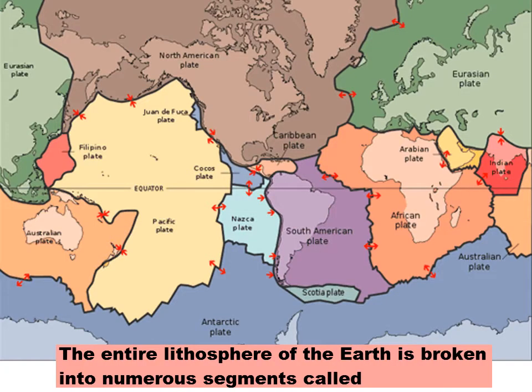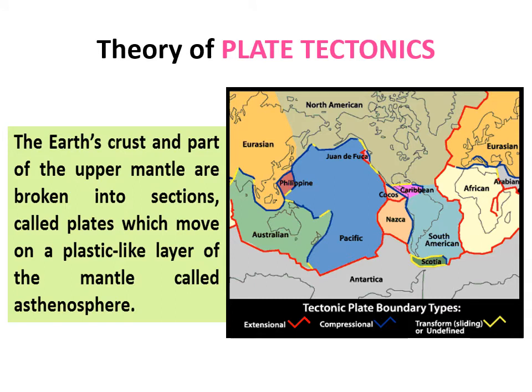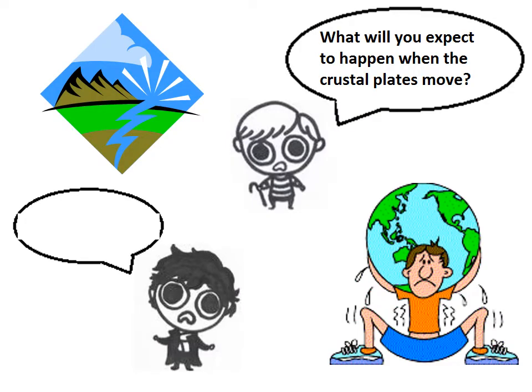Last week, we also studied that the entire lithosphere of the Earth is broken into numerous segments which we called plates. And we have this theory of plate tectonics stating that the Earth's crust and part of the upper mantle are broken into sections called plates, which are moving above a plastic-like layer of the mantle, which is called the asthenosphere. Now, what will you expect to happen when the plates move? Obviously, we expect an earthquake.